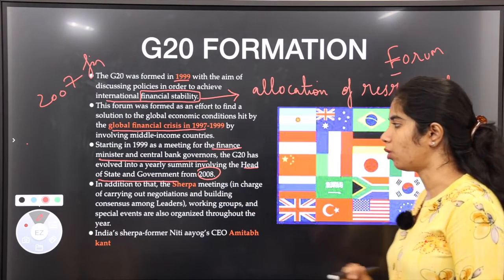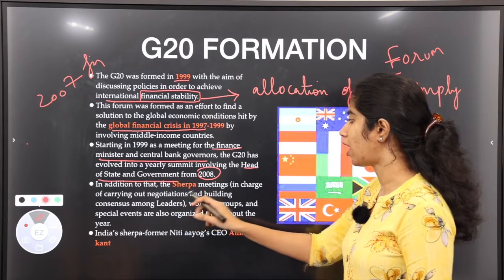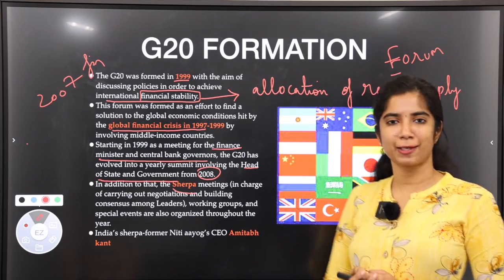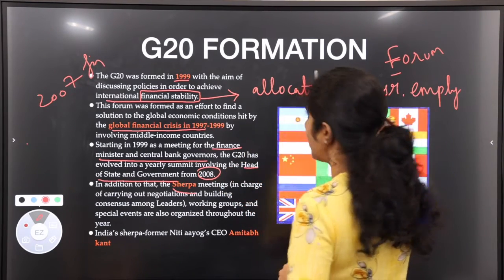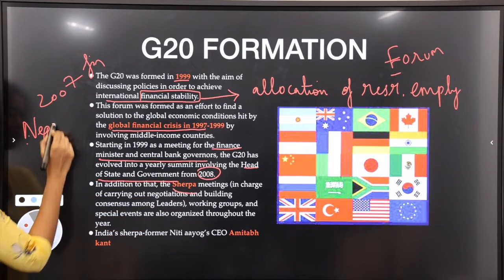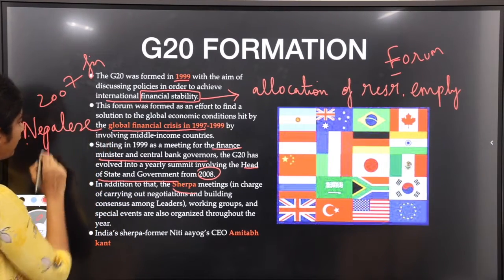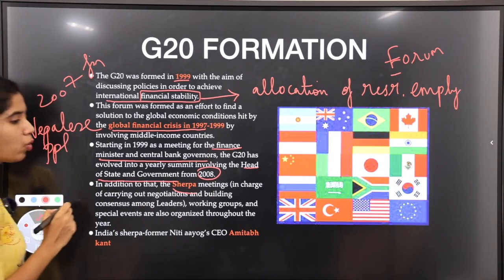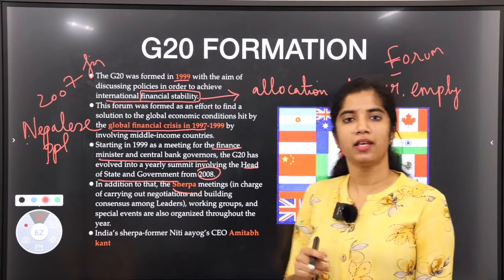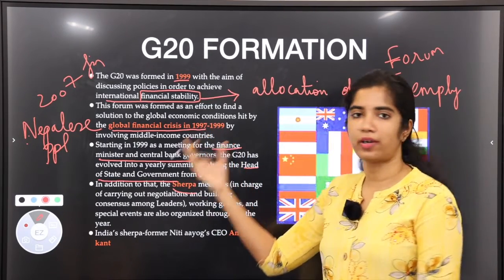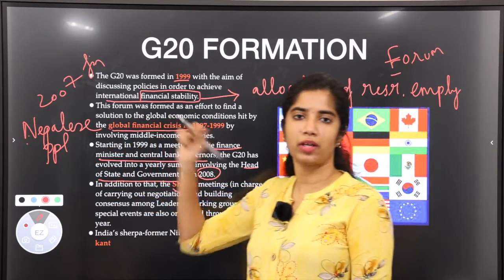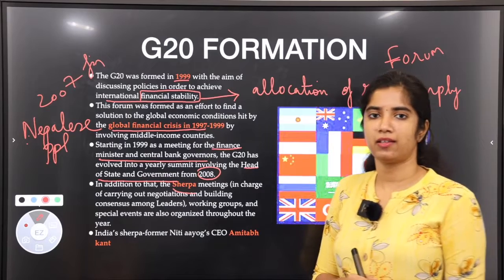While doing so, Sherpa meetings are conducted. Who is the Sherpa now? You could have heard this term. Sherpas are nothing but Nepalese people who guide the mountaineers in the Himalayan mountains, those who go for trekking. These Sherpas guide the mountaineers in the Himalayas region.